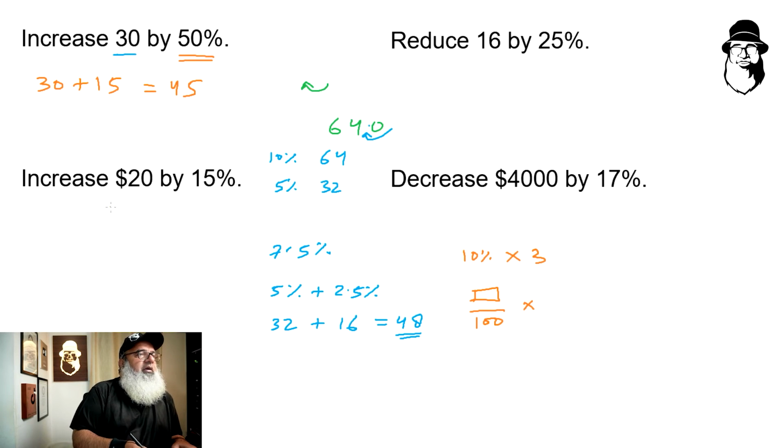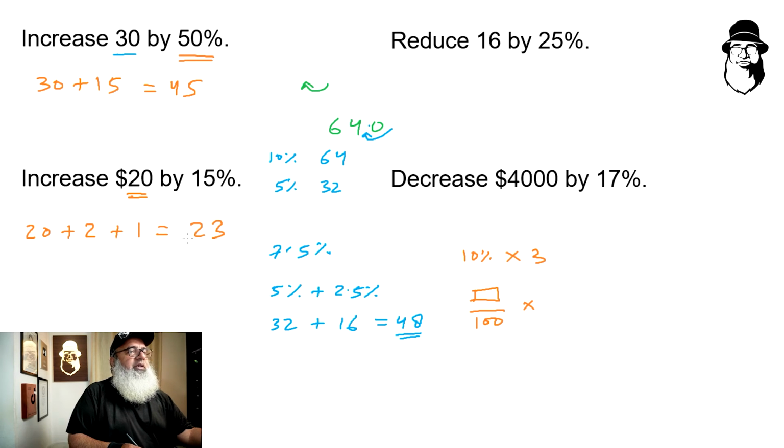And here, increase $20 by 15%. So we have 20 and we want to increase it by 15%. We'll do 10% plus 5%. 10% of 20 is 2 and 5% is half of that, that is 1. So it will be 23. It's that easy.